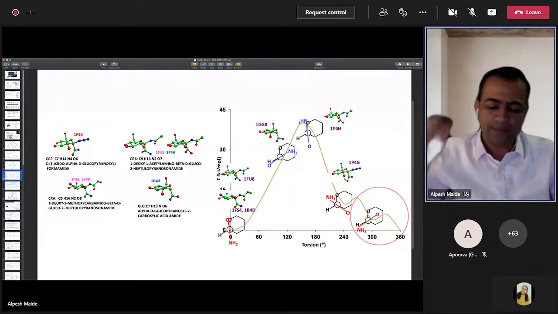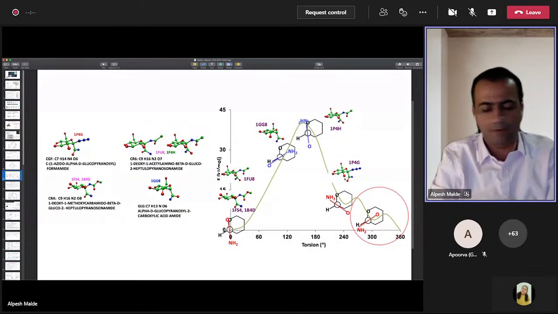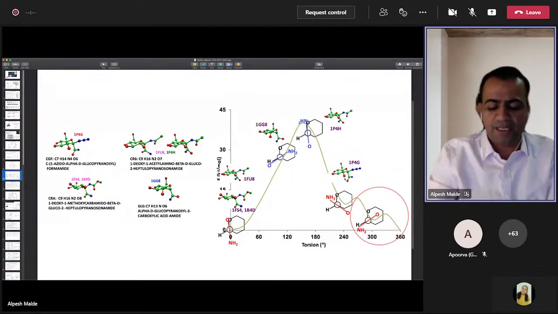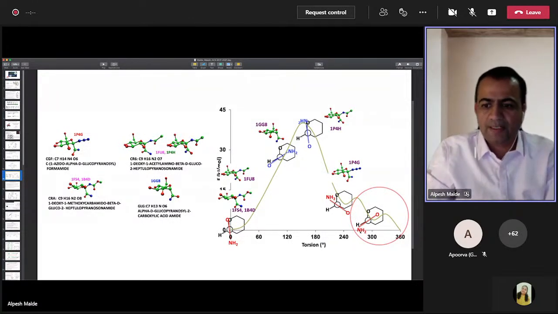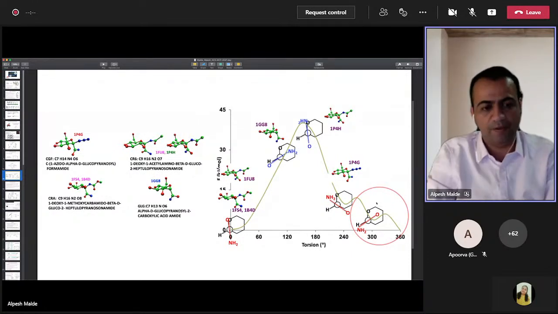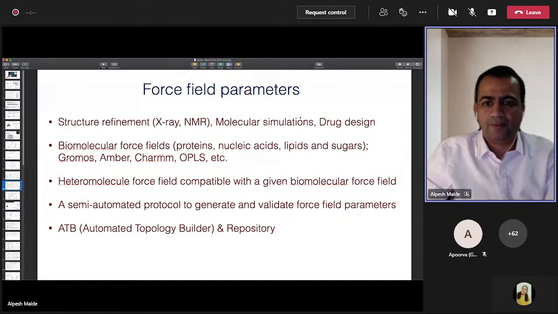So before I make a small jump: here the molecules were simple, like glucose analogs. Now the big challenge when we do free energy calculations or molecular simulation is how we describe these molecules, or what we call the force field of the molecule. These force field parameters are very crucial when we want to refine structures in X-ray or NMR, run molecular simulations, or do drug design.